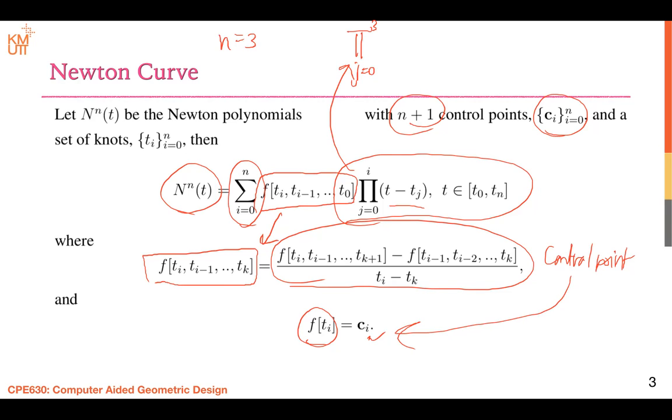The projection, 0 to i, and t minus t_j, j from 0 to i, right? But i from 0 to n. So the first step, i is equal to 0. So the projection is t minus t0. This is the first term when i is equal to 0. When i is equal to 1, it will be t minus t0 multiplied by t minus t1, and so on.